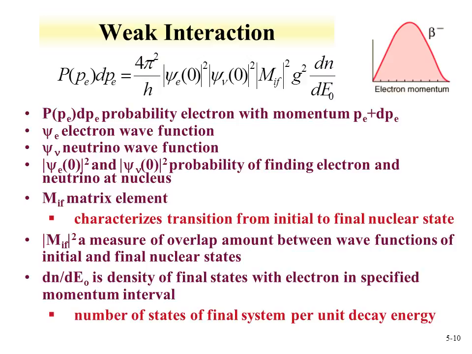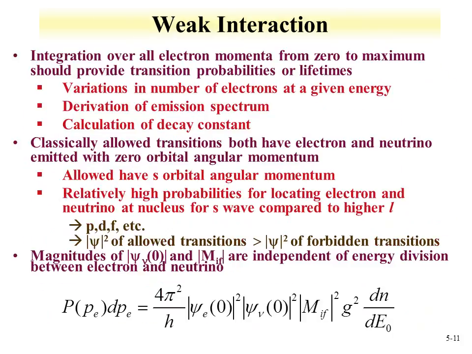We also have something called the matrix element, which is shown here. This characterizes the transition from the initial to the final nuclear state. If I take the absolute value squared, it's a measure of the overlap between the wave functions of the initial and final states. So from this equation, I can use the spectral shape, here the spectral momentum, and information about the electron and neutrino wave function to determine something about this matrix element, which gives me overlap information.